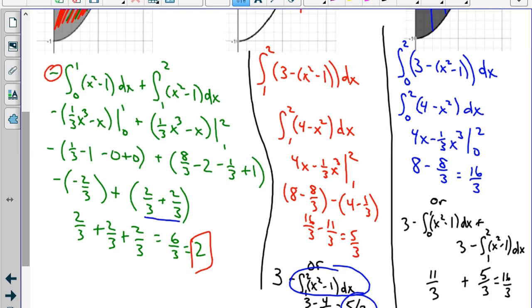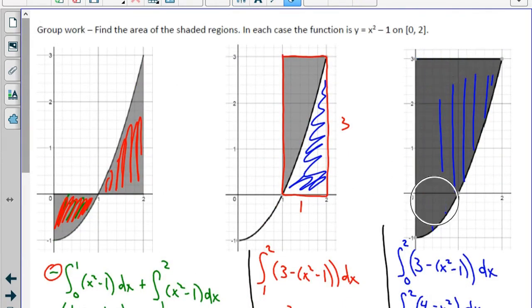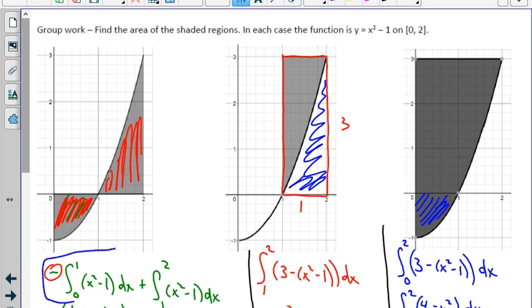Or what I could do is I could treat this like it's geometric in nature. And if I treat it like it's geometric in nature, I have this down here, which I already calculated as negative integral from 0 to 1 of x squared minus 1, and I found that this was 2/3. And then I'm going to add on top of that a rectangle 3. So it's 3 plus this area, which is the same thing as 3 minus this integral. So keep that in mind.